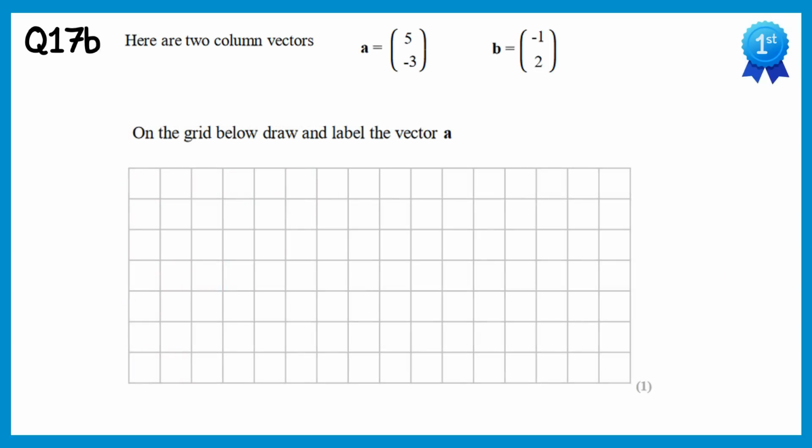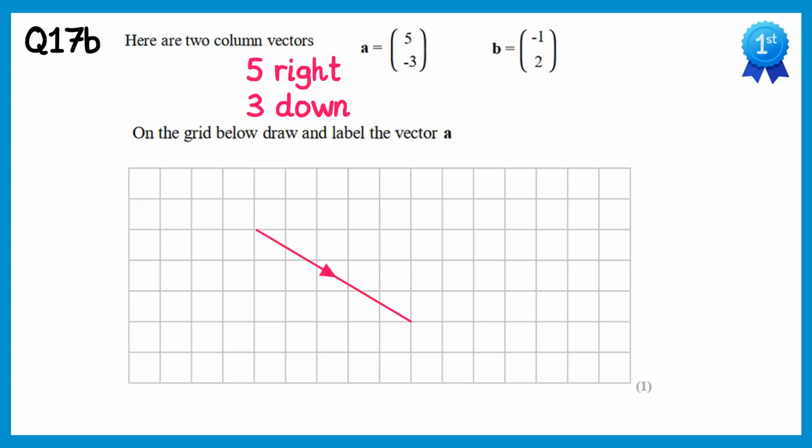For this part of the question, we need to draw a picture for vector a. The vector a is (5, negative 3). The top number tells you to go left or right, and since it's positive, that's right, so it's 5 to the right. And the bottom number tells you to go up or down, and since it's negative, it's 3 down. So let's pick a point and go 5 to the right, and then 3 down.